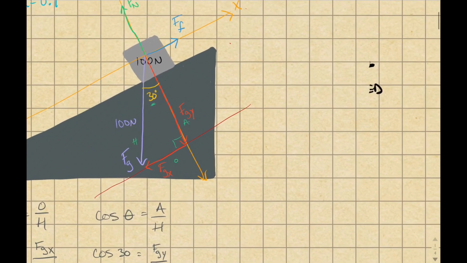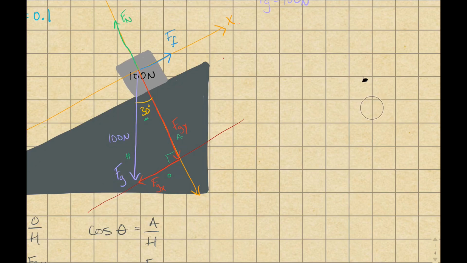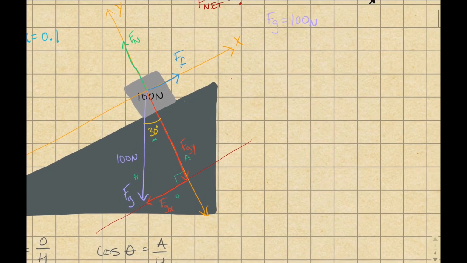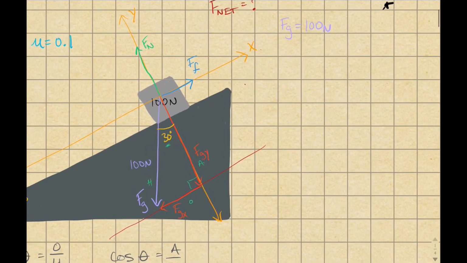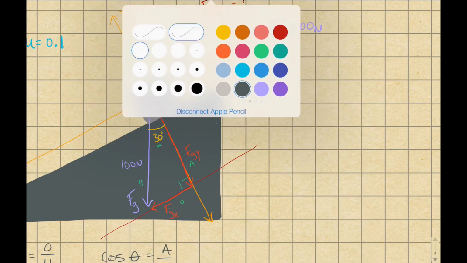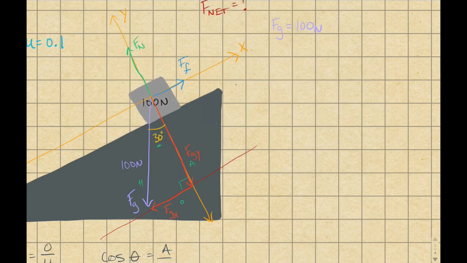Okay. Now when we look back at this, and I'll give myself a little room to work over here, we can start to fill in a bit more. Now I know that my FGY is equal to 87 newtons, and my FGX is equal to 50 newtons.